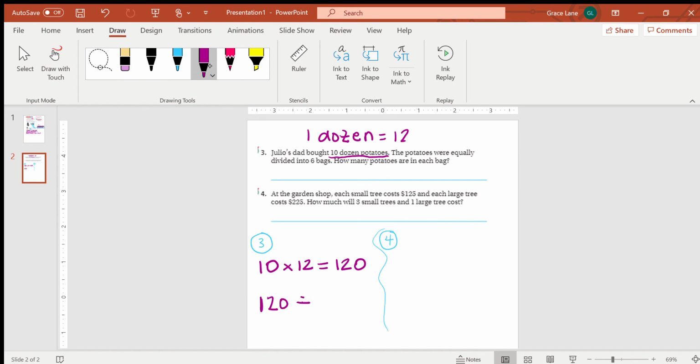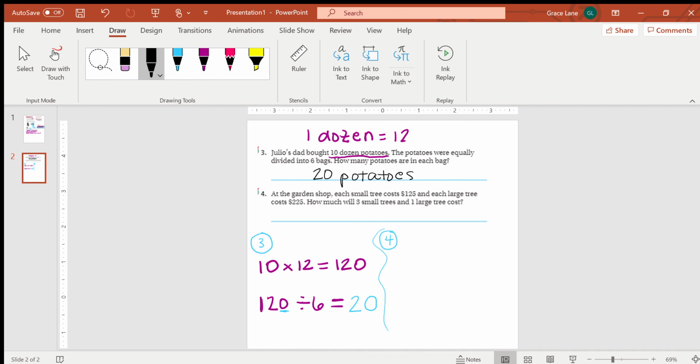120 divided by 6. If you can remember your basic fact that 12 divided by 6 is 2, just recognize there's an extra 0 on the end, so 120 divided by 6 would be 20. So how many potatoes in each bag? Number 3, there are 20 potatoes. You would get the same answer if you did long division too.